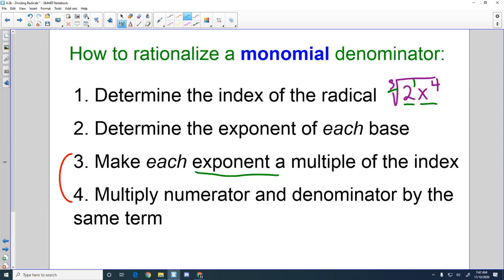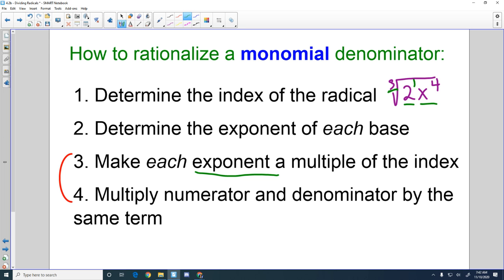X to the 4th, well, I could add 2 more of those to make it 6, because 6 is divisible by 3. I can make 2 groups of 3 that way. And again, we're going to do some examples to illustrate this more clearly, but that's the general idea here. We're going to multiply by that root so that the radicals cancel out.